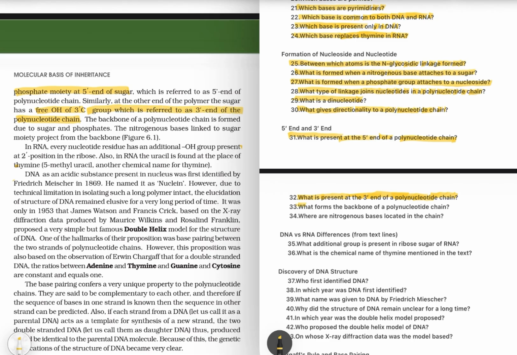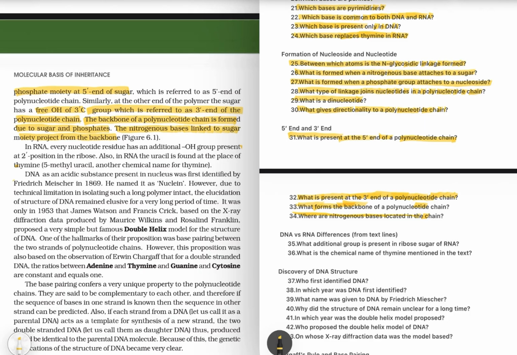What forms the backbone of a polynucleotide chain? The backbone of a polynucleotide chain is formed by sugar and phosphate. Where are nitrogenous bases located in the chain? The nitrogen base is linked to the sugar, projecting from the backbone towards the inner side at the first carbon.